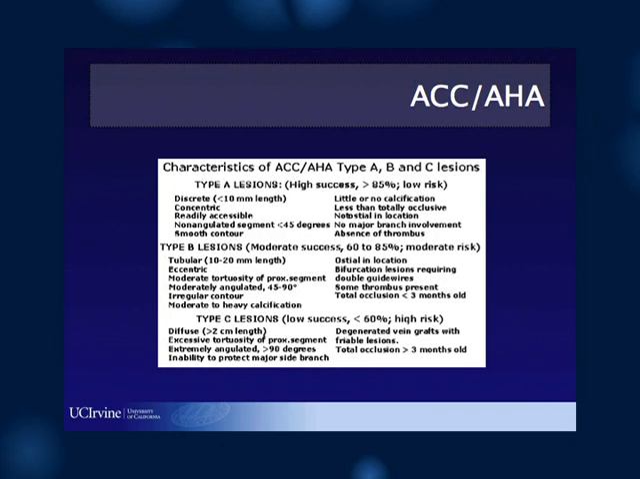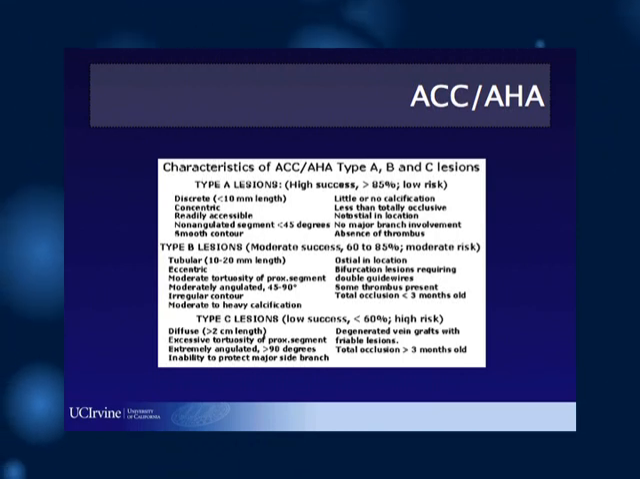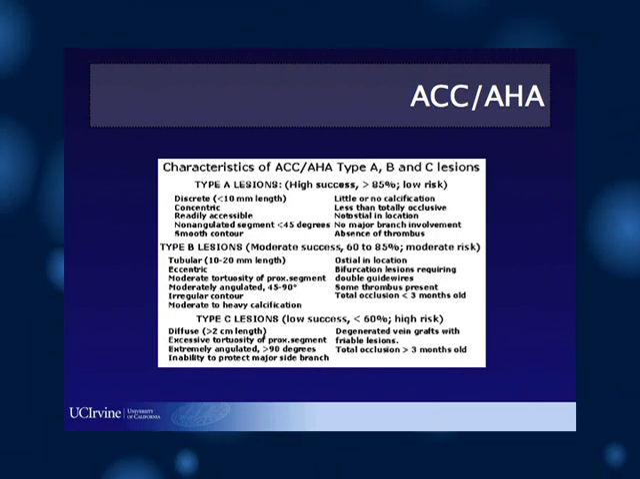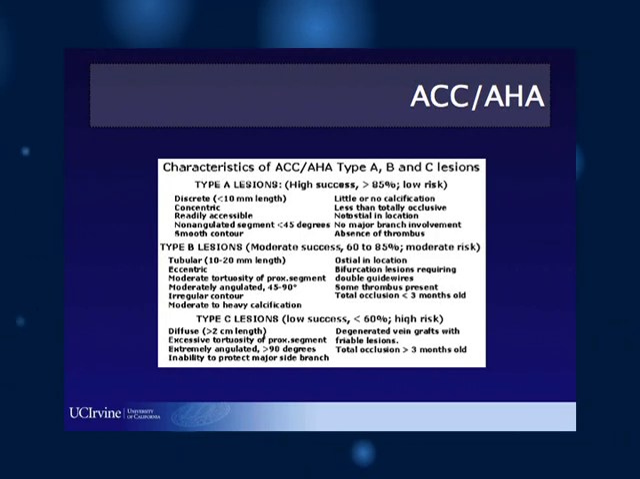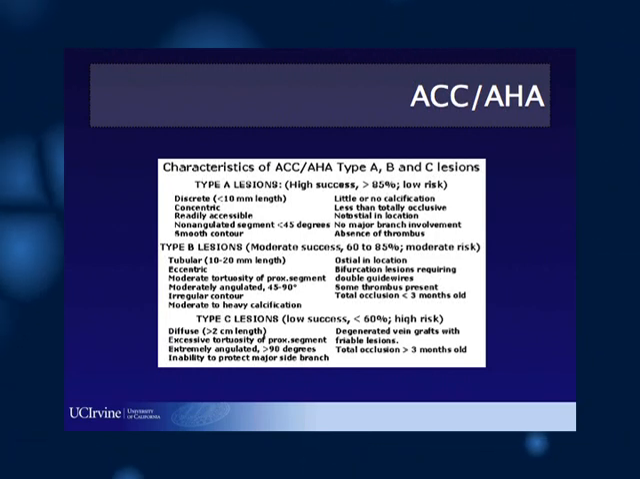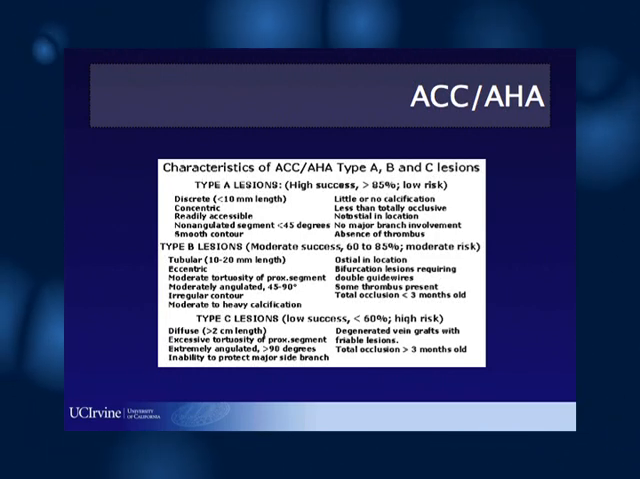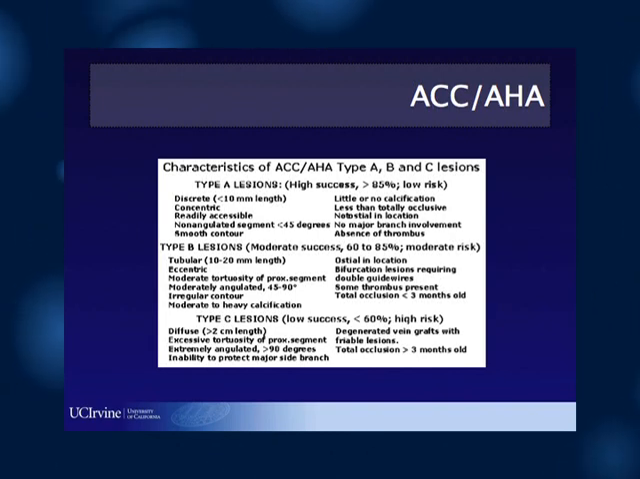These classifications of lesion types have been summarized and are presented in an ACC-AHA classification scheme depicting lesions as type A, B, or C, and the characteristics of these different types of lesions are well described and associated with outcomes indicating increasing risk for the increasing severity of lesion complexity.